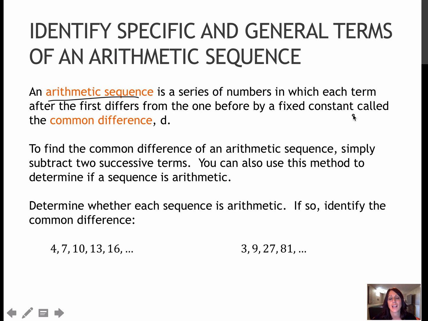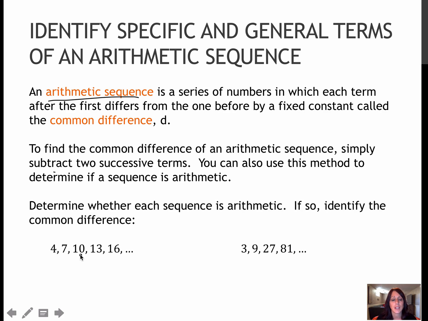it by a fixed constant called the common difference, which essentially means that I could add the same thing to get to the next term, or subtract the same thing each time to get to the next term. So to find the common difference, which we'll have to do in many cases, we're just going to subtract two successive terms. So two terms in a row, we're going to subtract them. You can also use that method to determine if a sequence is arithmetic.